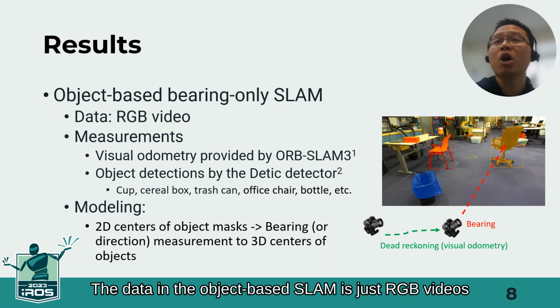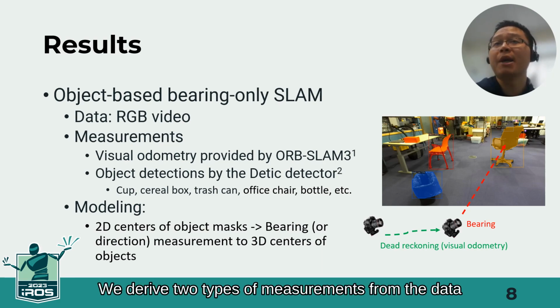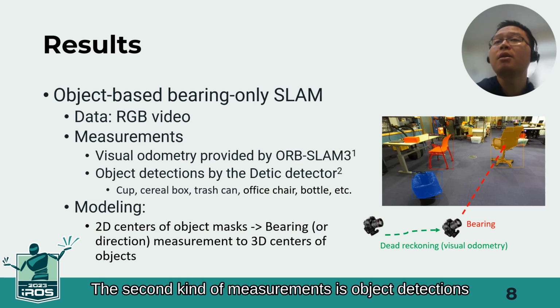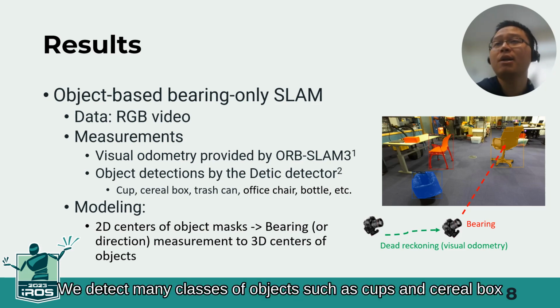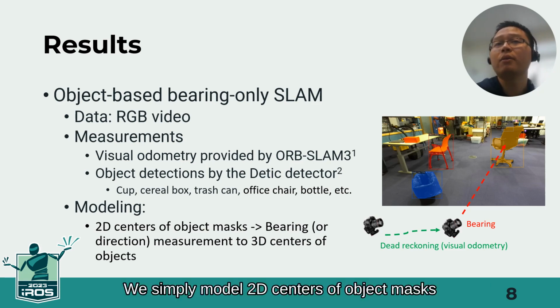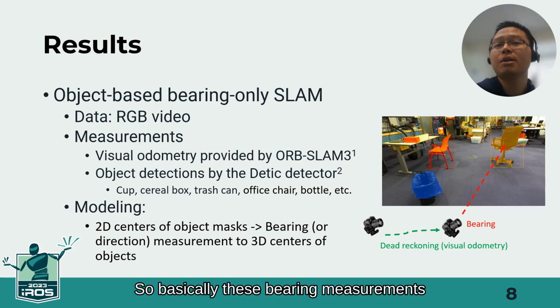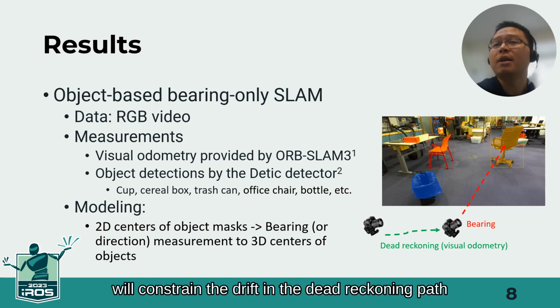The data in the object-based SLAM is just RGB videos. We derive two types of measurements from the data. The first one is visual odometry, which provides the dead reckoning path. The second kind of measurements is object detections. We detect many classes of objects, such as cups and cereal boxes. We simply model 2D centers of object masks as bearing measurement to the 3D centers of objects. So basically, these bearing measurements will constrain the drift in the dead reckoning path.